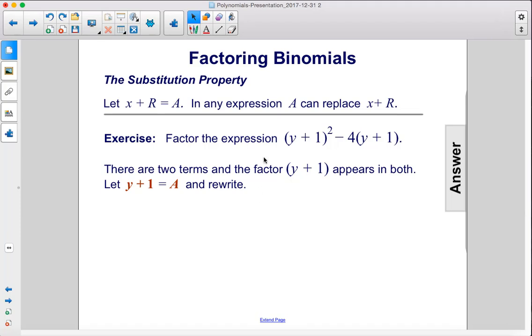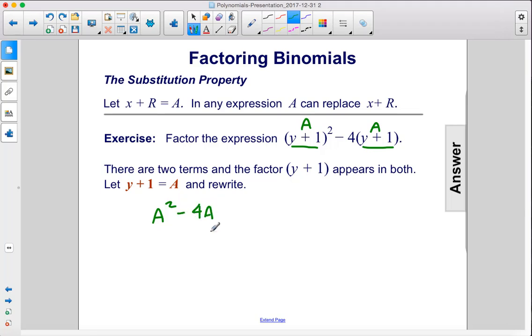Here's another example. Factor the expression (y plus 1) squared minus 4 times (y plus 1). So we can see that y plus 1 appears in both of the terms, and we can replace that with the letter a. So that leaves us with a squared minus 4a.